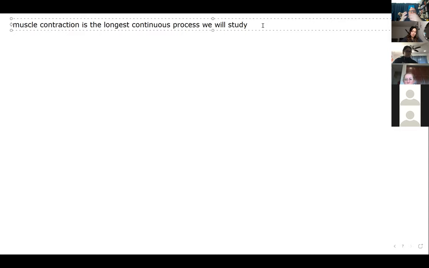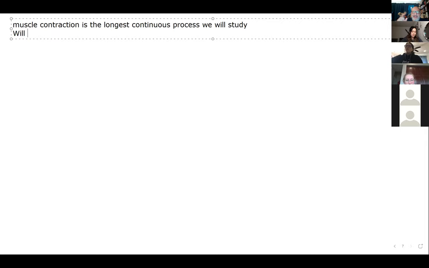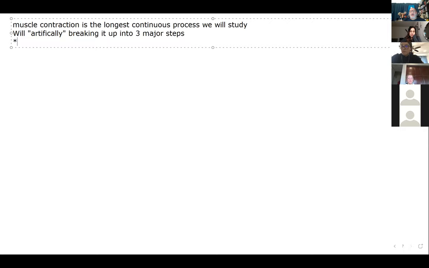And if it's going to be the longest, we want to break it up into three more easily digestible pieces. Again, it's normally a continuous process, so we're artificially doing this into three major steps. But it's important to remember that this is a continuous process. So if you think about it, or let's say it this way, three major phases. However, let's think about this. The last step of phase one, guess what else it is? No more phases? The first step of phase two.